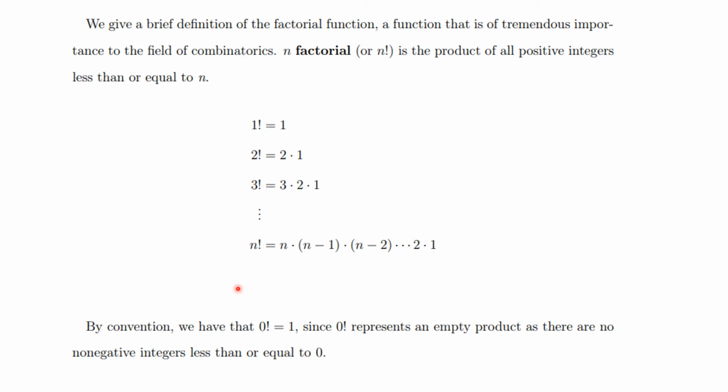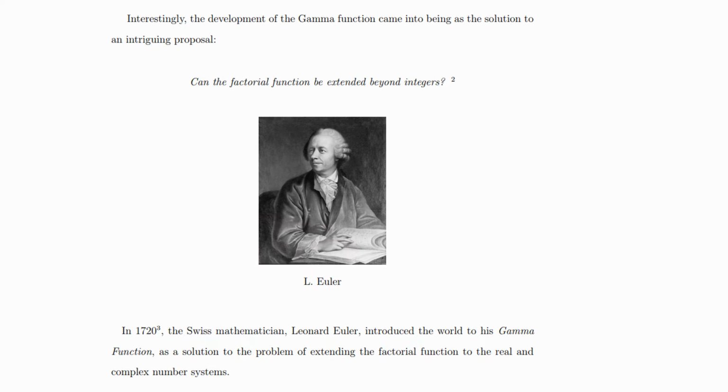You know that the factorials are very important in infinite series and all kinds of mathematics actually. And what happened was that a great mathematician, Euler, the same Euler who had the God equation, asked the question, can the factorial function be extended beyond integers? And in 1720, he introduced the world to his gamma function, which is in fact the solution to this problem. And it extends the factorial function to the real and complex number systems.